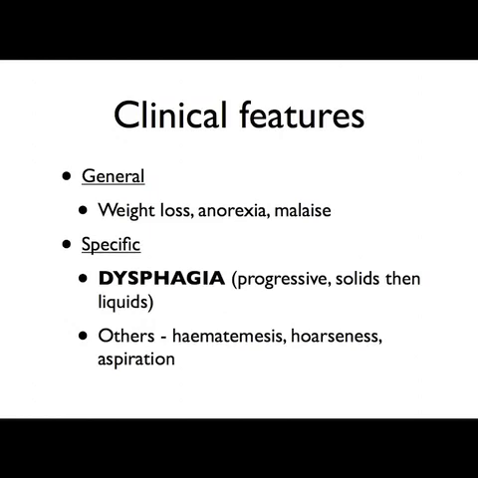What would you suspect in the history that would make you think about malignancy? It's a slow-growing tumour, so it's going to be a progressive dysphagia, starting with solids and then moving to more liquid substances. Any other specific features? There may be some bleeding, causing a hematemesis. And a hoarse voice because it's affecting the recurrent laryngeal nerve, specifically the left recurrent laryngeal nerve.